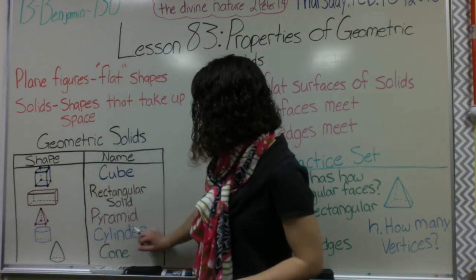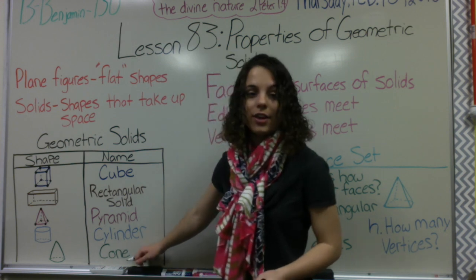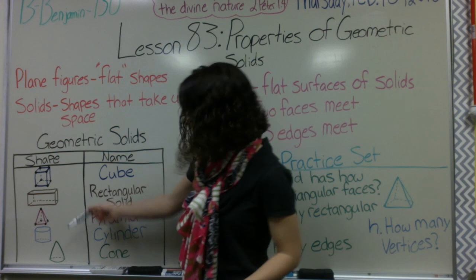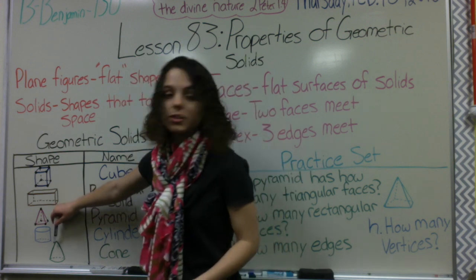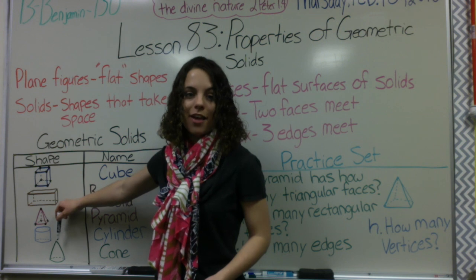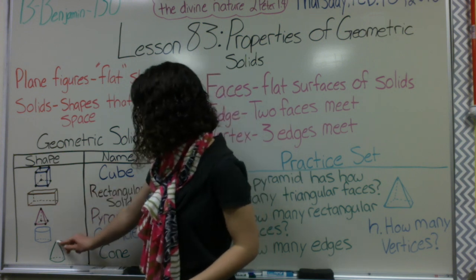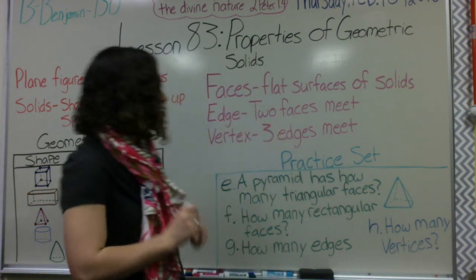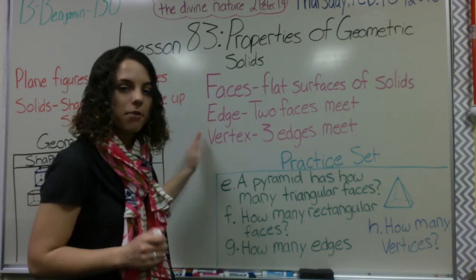Cylinders and cones actually do not have any vertices. Again, this is not a vertex. What most people would think is the very top of a cone is not a vertex because there are not 3 edges meeting together. So even though it's pointed, it does not mean it is a vertex. So that's why it's important to have all of these written down.